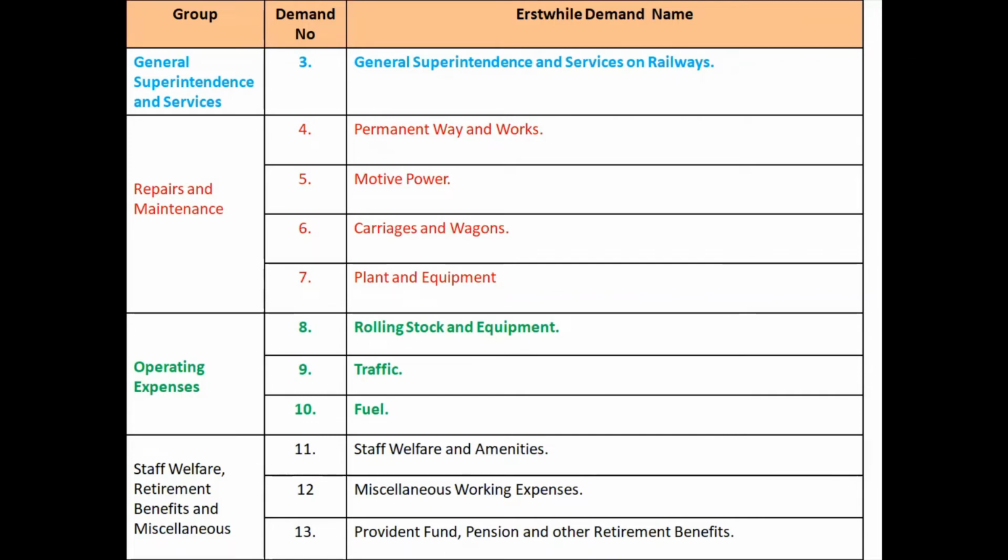Land is also covered under permanent way and works. It is land and buildings. All machines are covered under 7. All rolling stock is covered under 5 and 6. 5 is locomotive, 6 is carriage and equipment.